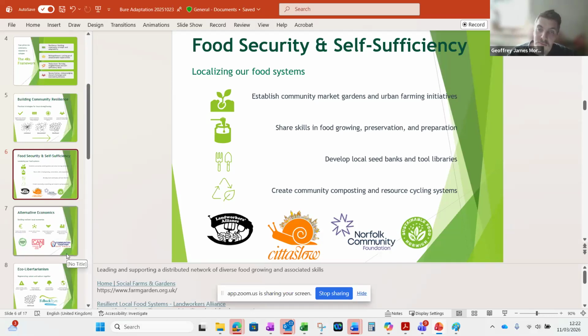And of course, the transition movement, which is one of the places where I started with Transition Cambridge, is tons and tons of different projects. As far as I'm experienced, lots of different projects that span quite a disparate range of communities and activities.